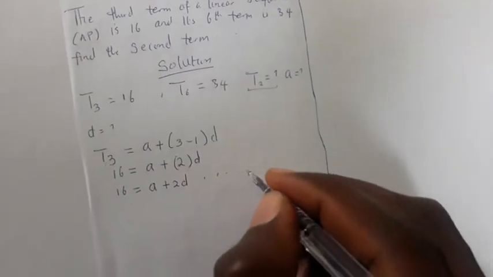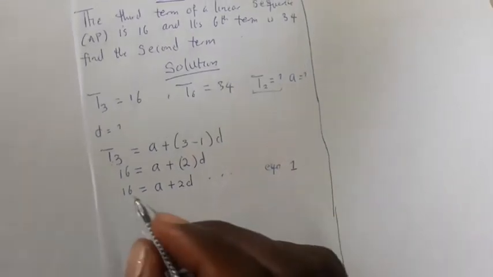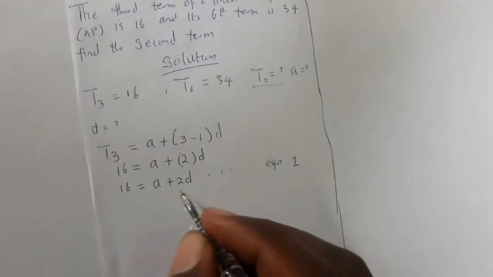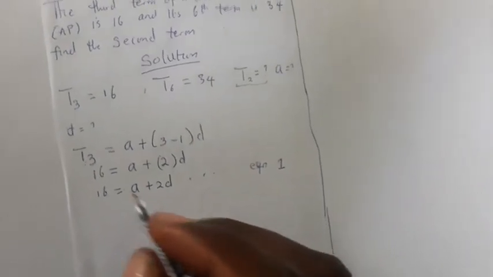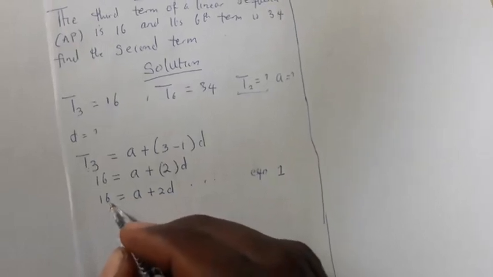This is our equation 1. Because there is nothing we can do here, 16 equals A plus 2D. We cannot collect like terms because A does not have any common term here.